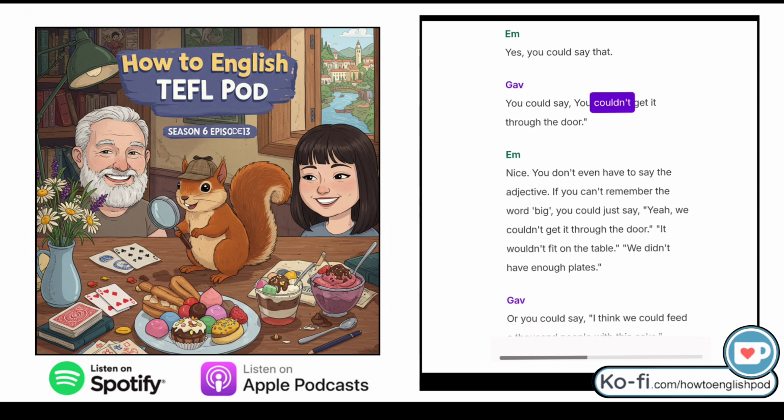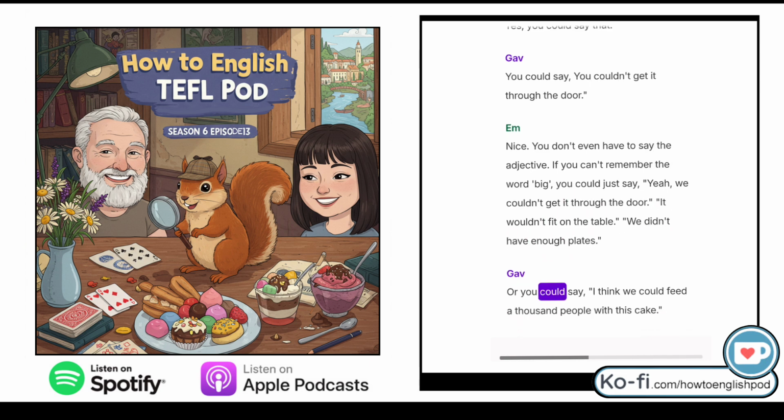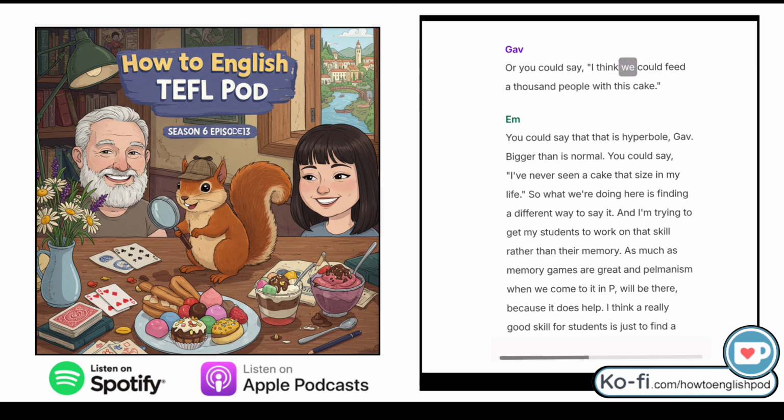You could say you couldn't get it through the door. Nice. You don't even have to say the adjective. If you can't remember the word big, you could just say, yeah, we couldn't get it through the door. It wouldn't fit on the table. We didn't have enough plates. Or you could say, I think we could feed 1,000 people with this cake. That is hyperbole, Gav. Bigger than is normal. You could say, I've never seen a cake that size in my life.